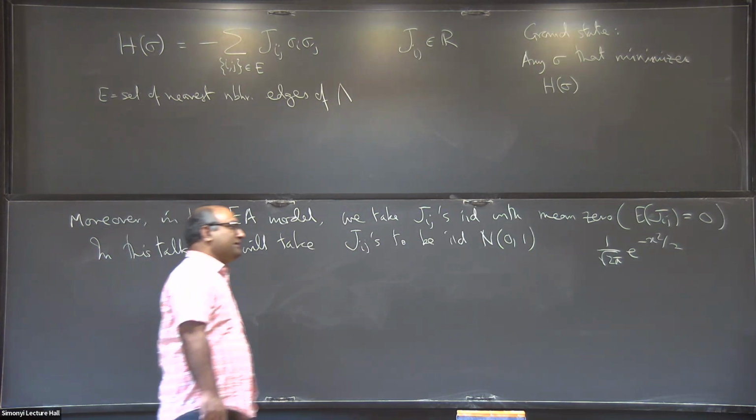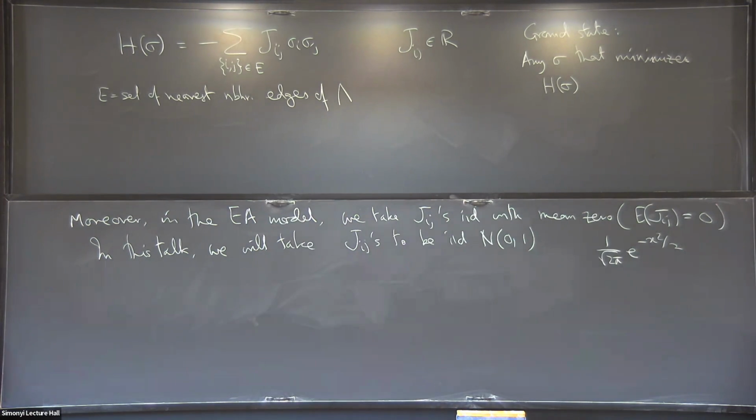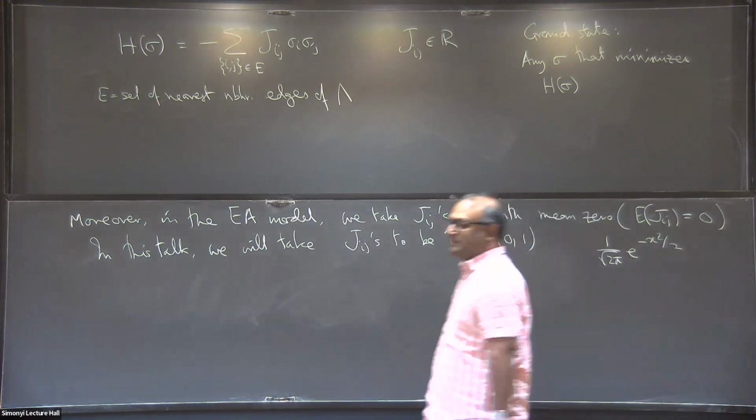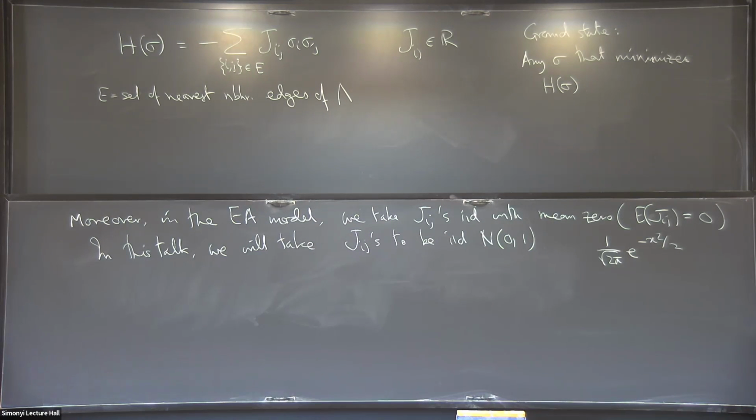If the Jijs are all of the same sign, they don't have to be all equal to 1. Suppose they're all positive, then the ground states must be configurations where the spins are all the same. But as soon as they're allowed to have both plus and minus signs, it becomes a non-trivial problem to figure out, and it's actually an NP hard problem in dimensions 3 and higher to figure out the ground states.